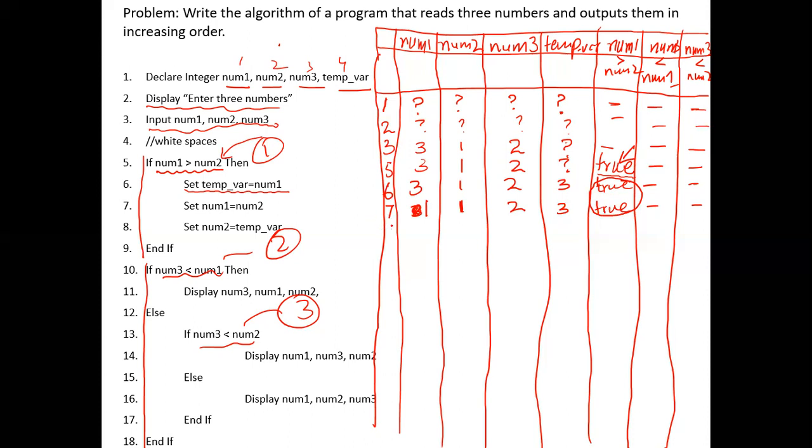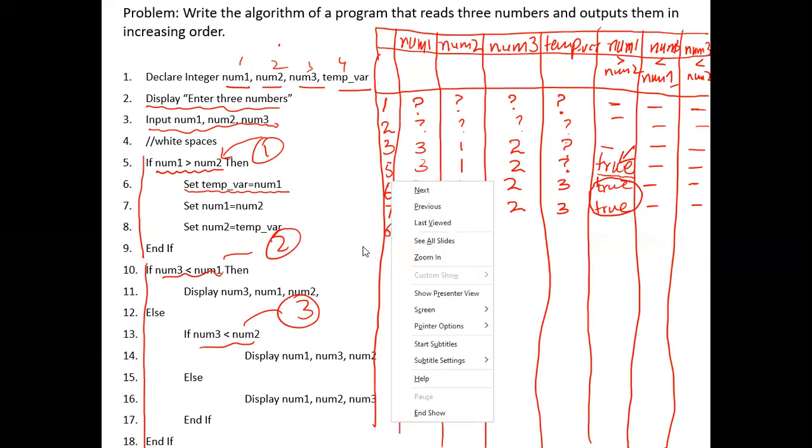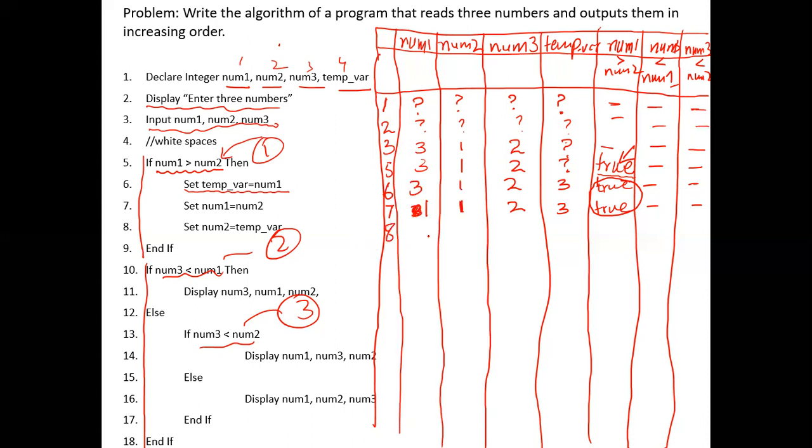Now if we go to line number 8, we are setting num2 equal to temp_var. So our num2 would now become 3, our num3 is 2, and temp_var is 3. We can just leave them as facts. Line number 9 is just a statement telling us that the if block is going to end, so everything stays the same and nothing is going to change.